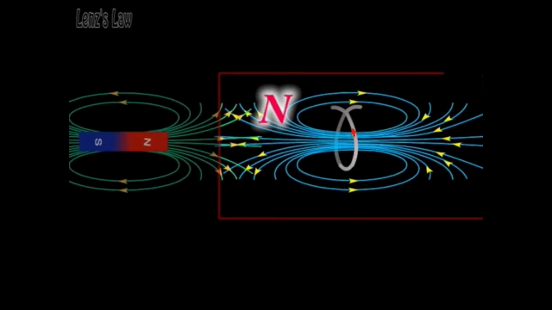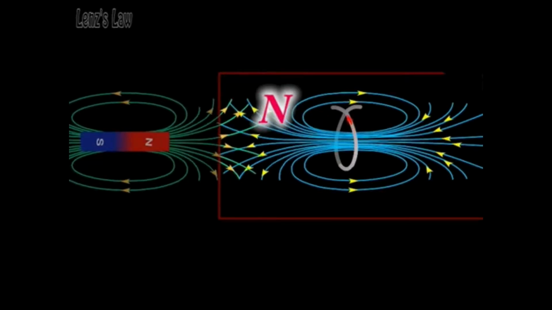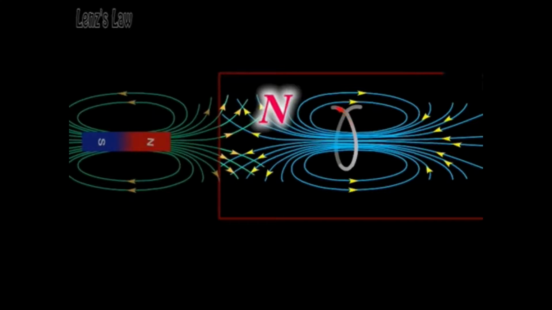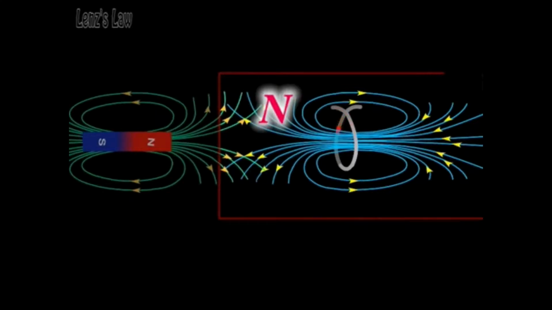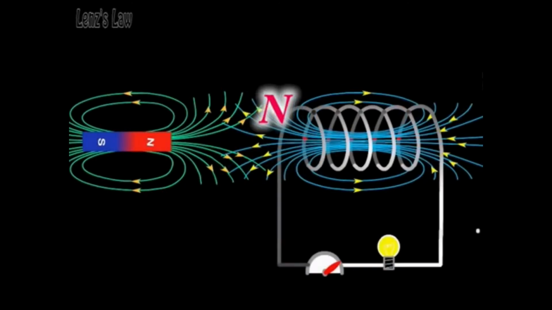Now let's be more specific. Here we see the north pole of a magnet approaching the loop. The loop therefore feels a strengthening north pole. The loop responds by creating a counterfield, and look at the orientation of the counterfield. The north pole of the counterfield is left of the loop. In this position, the counterfield north is trying to repel the incoming north pole of the magnet. The loop is trying to repel the incoming magnet. It's opposing the approach of the incoming magnet.